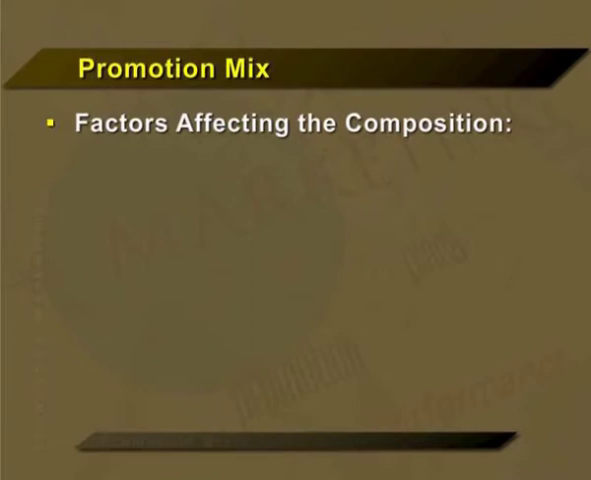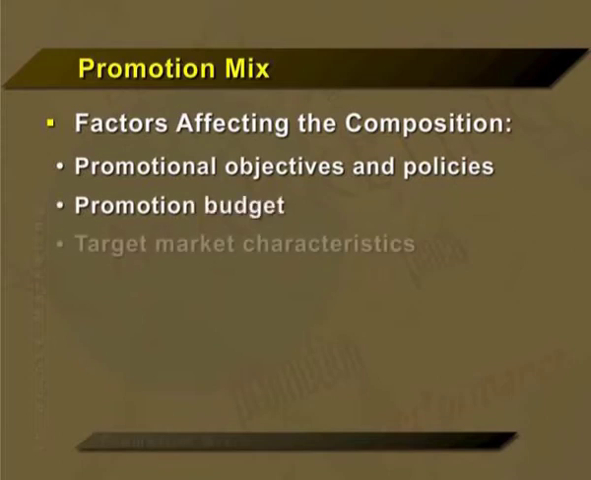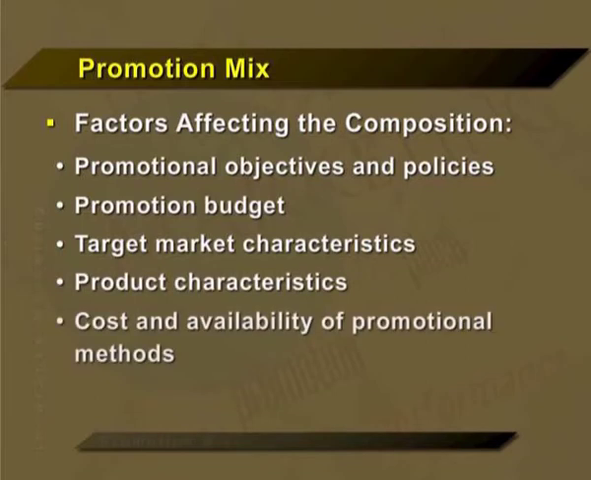Even though a promotion mix consists of 4 elements, a marketer may not use all of them while promoting his product or service. Firms that have multiple product lines use different promotion mixes for each product or line. The factors that affect the composition of the promotion mix include promotional objectives and policies, promotional budget, target market characteristics, product characteristics, cost and availability of promotional methods.